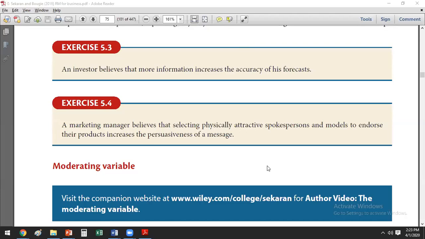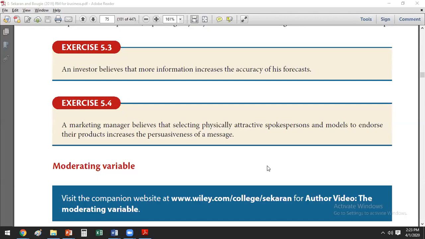So information is our independent variable. Write it down, note it. If you are correct, then congratulations. If you are wrong, then don't worry, you will understand by the passage of time. But try to concentrate so that you don't make a mistake again. Information is independent and accuracy of forecast is the dependent variable, which is the main interest of ours.